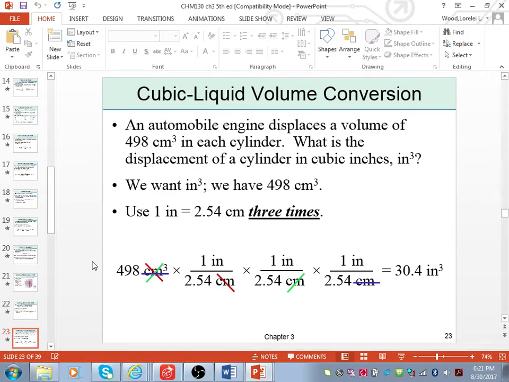Now if we're making some conversions, and you say, all right, we've got something like 498 centimeters cubed, and we want to know how many inches cubed we have, so there's the problem.